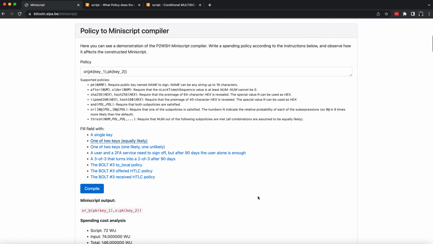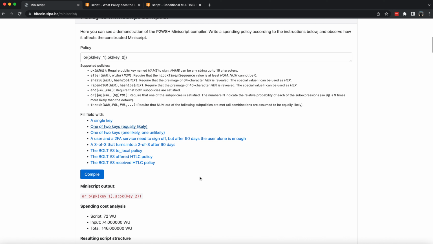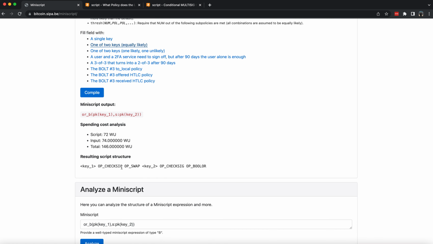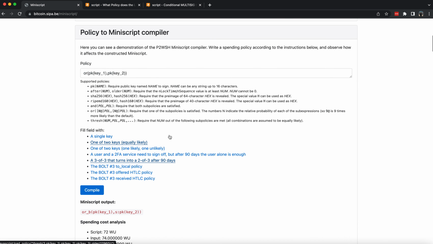Slightly more complicated example is this OR between 2 public keys. So essentially here you're saying I want a signature associated with one of these 2 pub keys to be present for the Bitcoin to be moved, but I don't care which one, right? So it can be checking the signature for key 1, or it can be checking the signature for key 2, and as long as there's a valid signature for one of those public keys, then the Bitcoin can be moved.